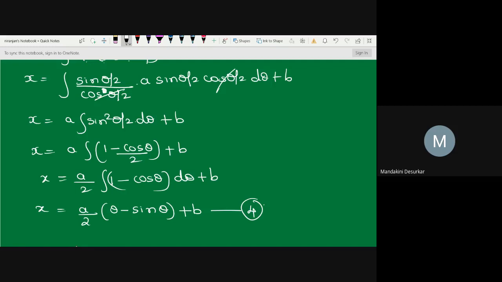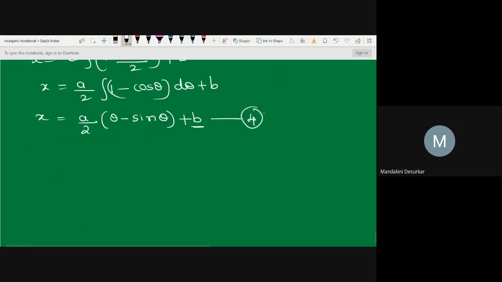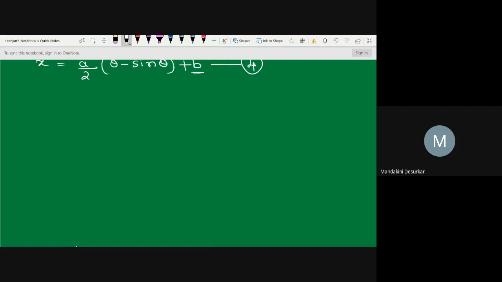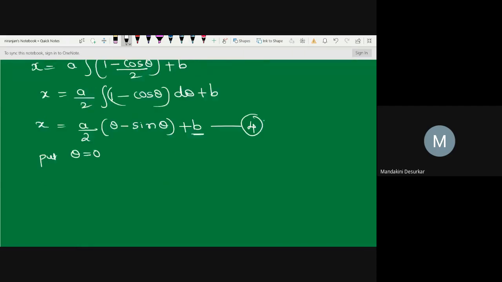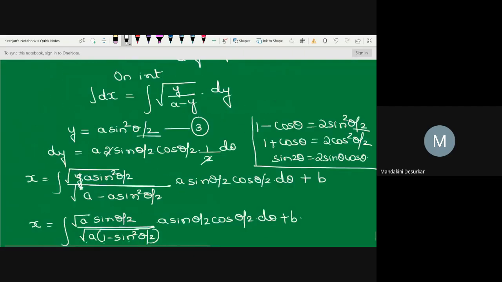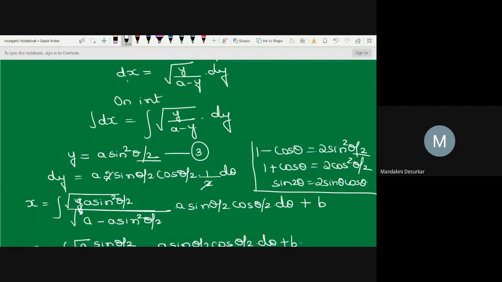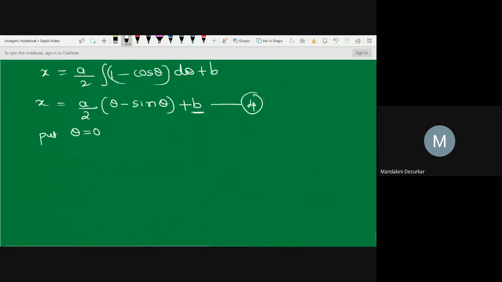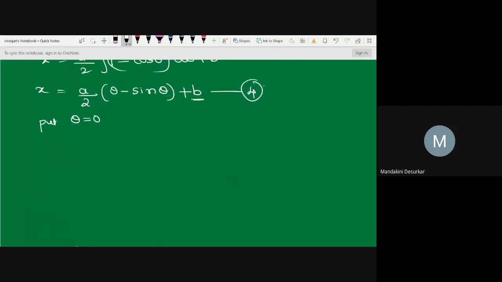Now I need to just find the value of b. That's it. Now what is the value of b? Put theta is equal to 0. It should hold both ways, because x I have got through y. If I put theta is equal to 0, what will I get? Is y also equal to 0? Sine of 0 is 0, so y is 0. If y is 0, what about x? x also will be 0.